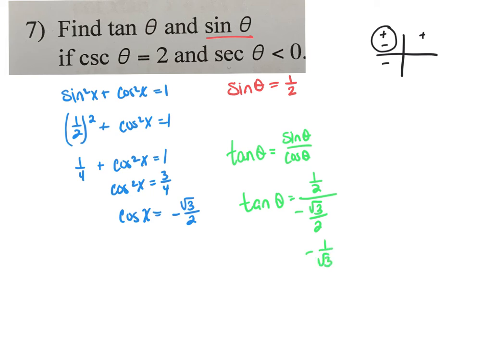We don't want to leave that, so multiply top and bottom by the square root of 3. That means our tangent then is going to be negative square root of 3 over 3. And that then would be my final answer for those two questions there.